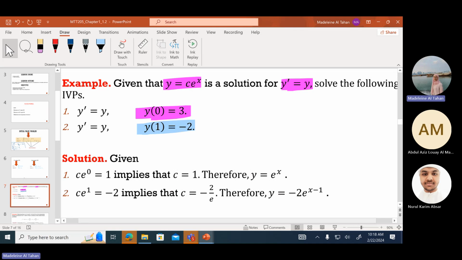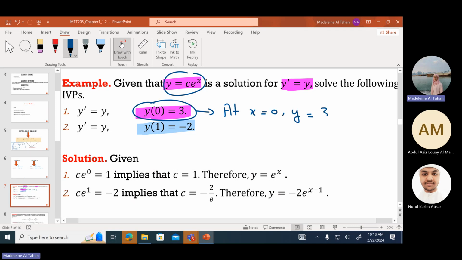Okay, let's look at this one. So let's solve it together. y prime equals y. We are already given this one. What's the condition here? y(0) equals 3, right? What do we mean by y(0) equals 3? It means that x equals 0, y should be what? Does it make sense? Yes.